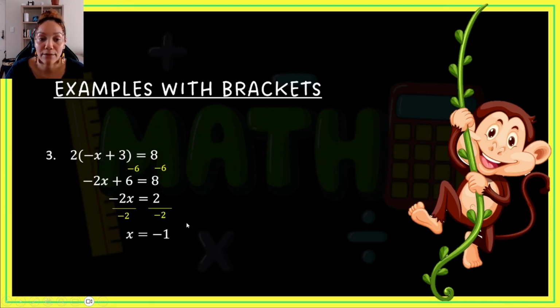And that ends up giving x equals negative 1. And I know I've completed that because I have x is equal to a value. Okay, let's do another one with a bracket.